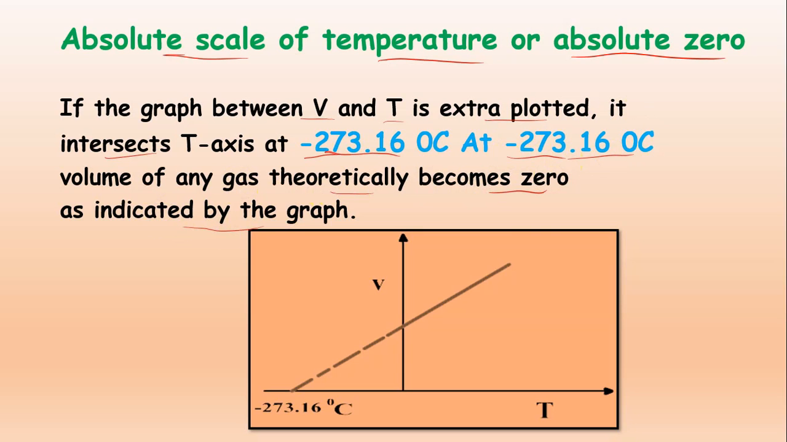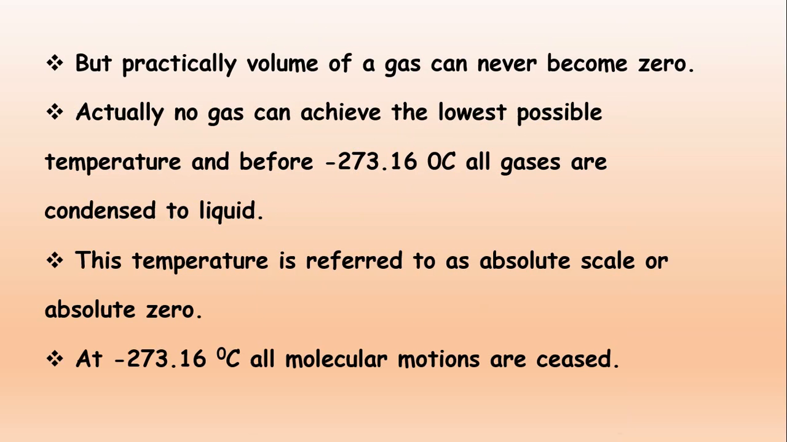So minus 273 will be called the absolute zero temperature, that is, 0 Kelvin. So this is the graph related to the absolute scale. Now look at the main points related to this law.